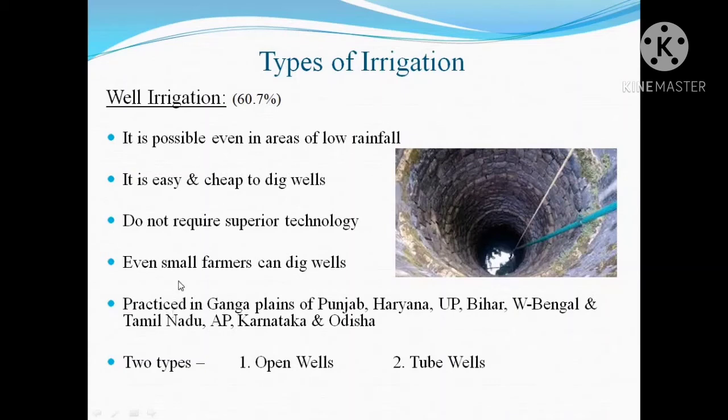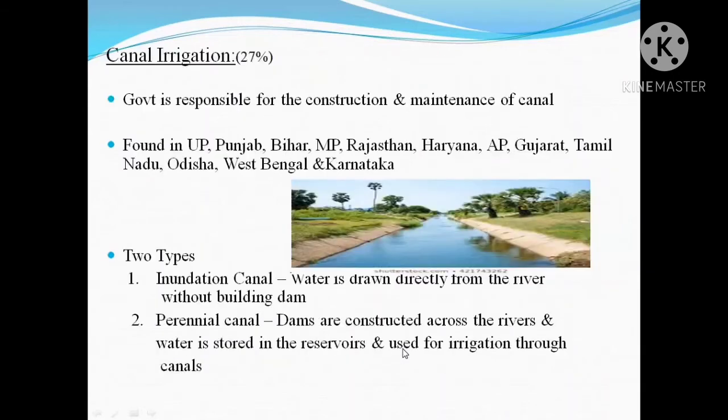And this well irrigation is practiced in the Ganga plains of Punjab, Haryana, Uttar Pradesh, Bihar, West Bengal, and Tamil Nadu. In the south, Tamil Nadu, Andhra Pradesh, Karnataka, and Odisha. In these areas, well irrigation is practiced. Again, well irrigation is of two types: open well and bore well or tube well. Like this, two types. So this is about well irrigation.